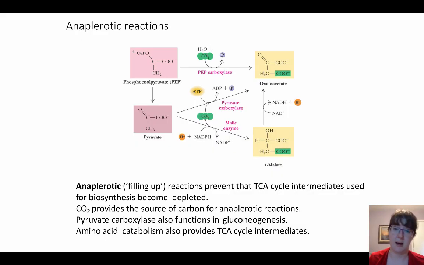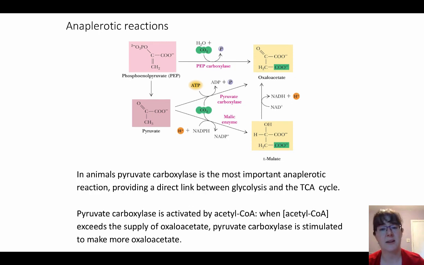So there are multiple options here, but we're going to take a little bit more time to talk about the pyruvate carboxylase. In animals, that pyruvate carboxylase is the most important one because it does provide that direct link between glycolysis and the TCA cycle.